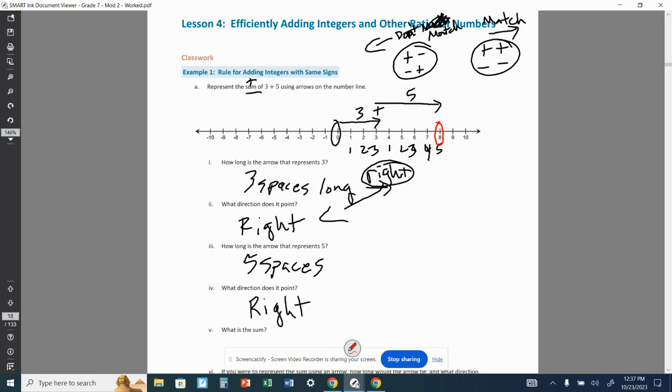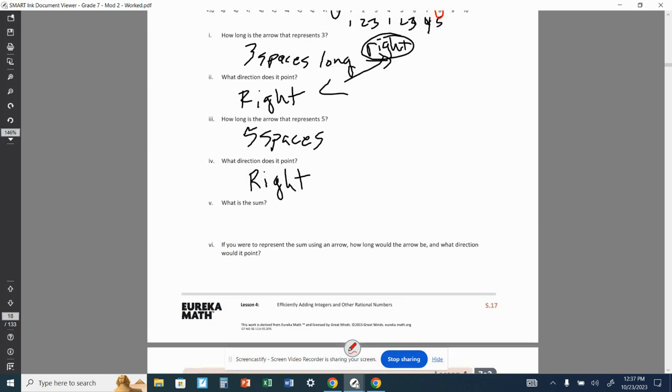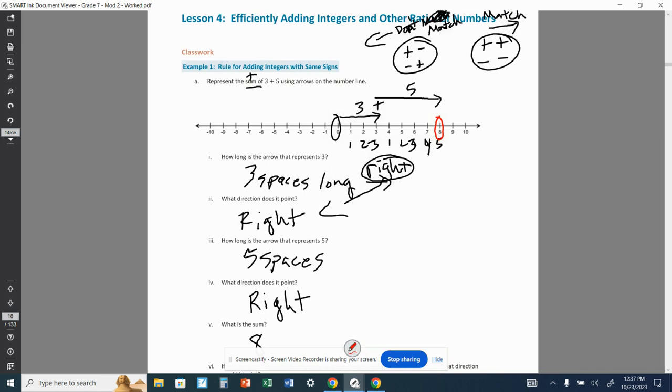What is the sum? What is the combination of 3 and 5? The sum is a total of 8. Right? If you were to represent the sum using an arrow, how long would the arrow have to be and what direction would it point? It would be an arrow that's 8 spaces long, or 8 units long, and it would be pointing to the right. If we look at it, there are my 2 separate arrows. If I were to draw one arrow, it would be pointing to the right, and it would be 8 spaces long total. Okay.